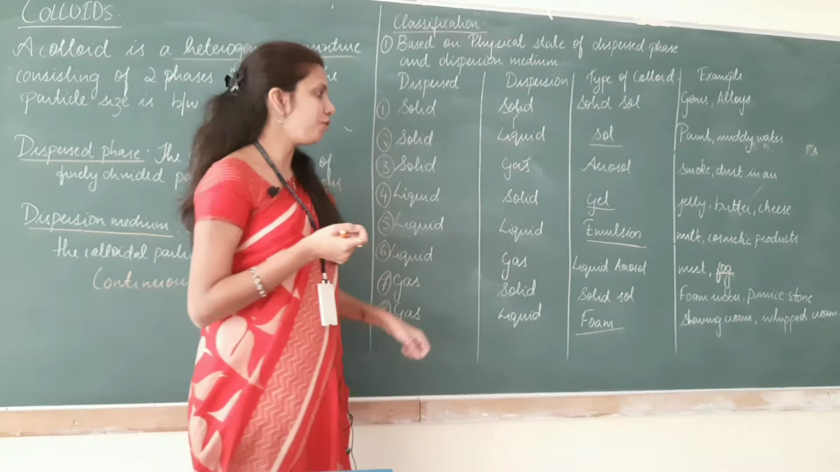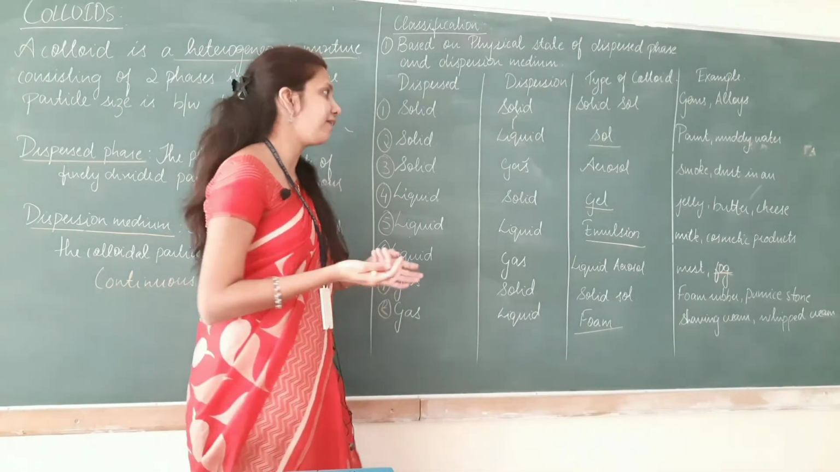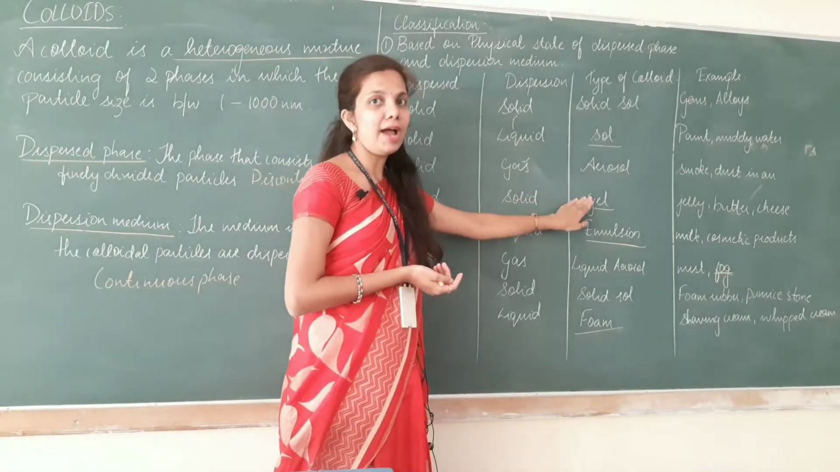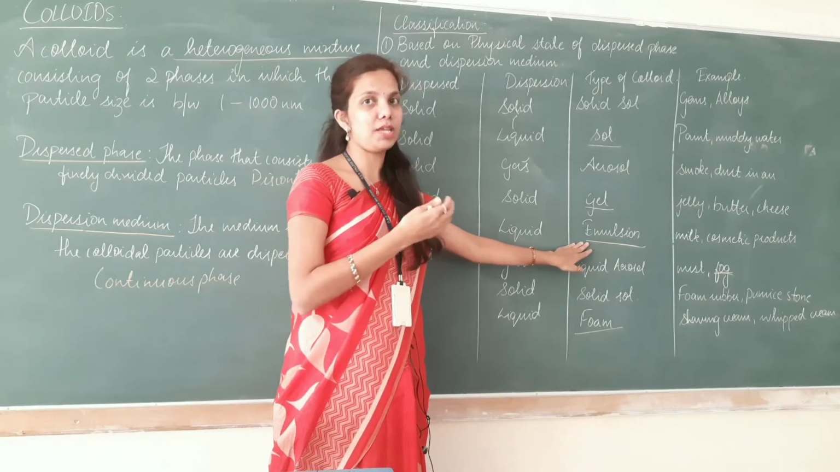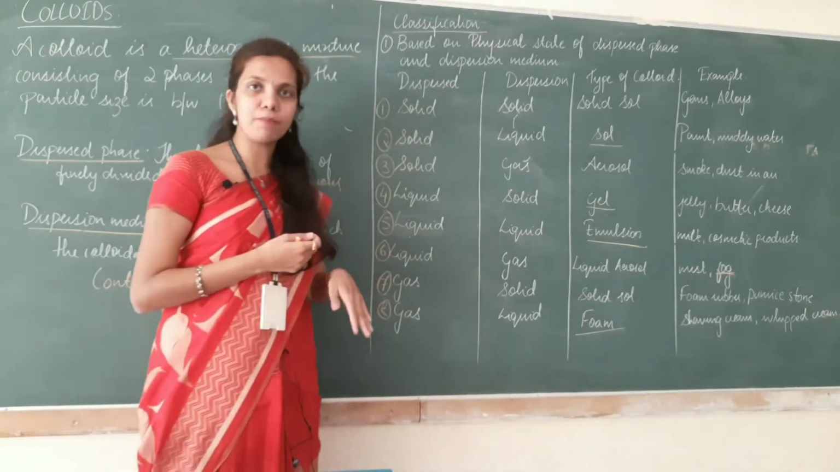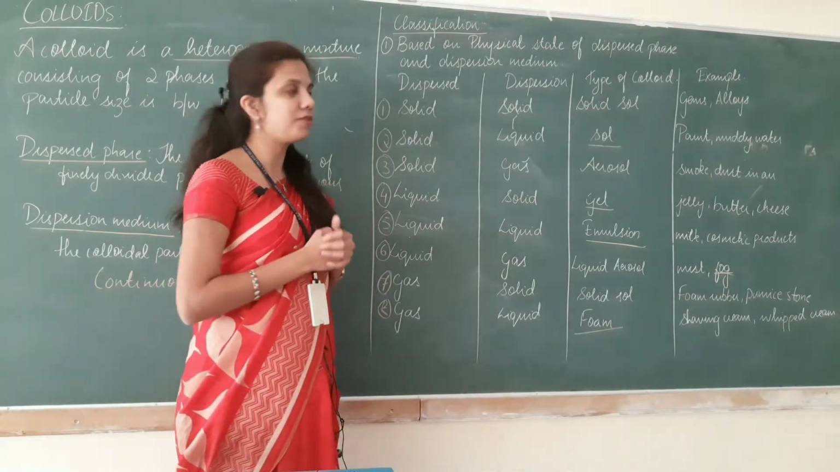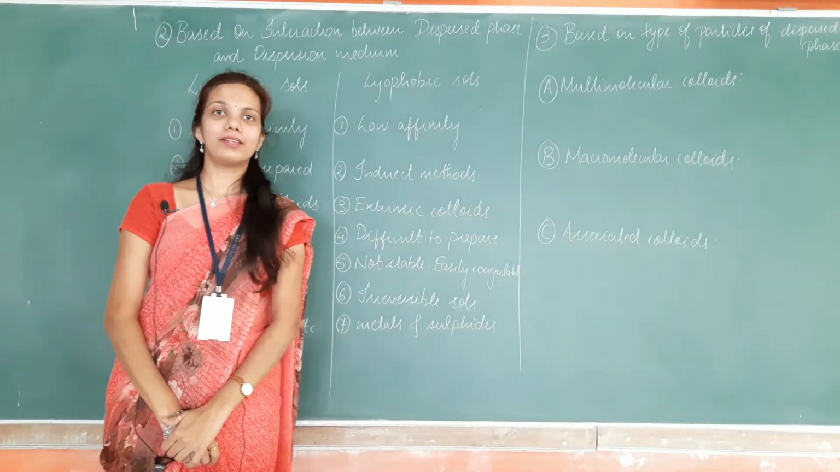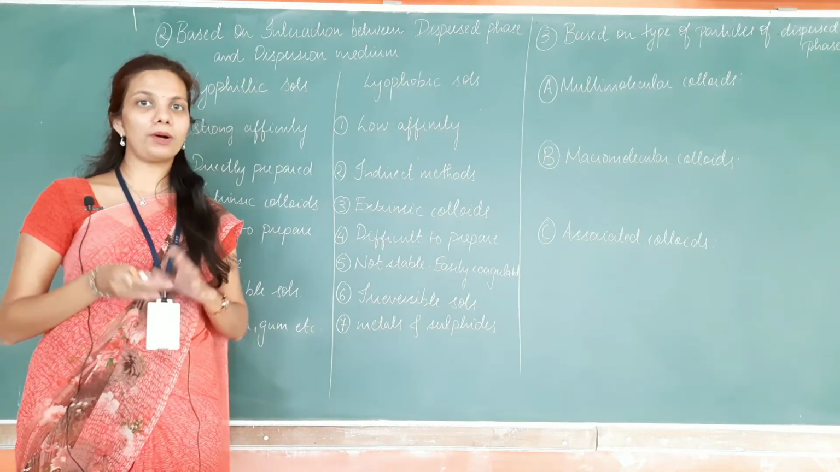Now out of all of these, the most common colloids that we see in our day-to-day lives are solid in liquid, that is sols, gels and emulsions. These three are the common colloids that we see in our day-to-day life. Now this is the first type of classification that we have seen, which is based on the physical state of the dispersed phase and dispersion medium.